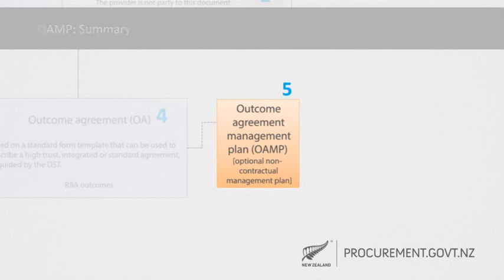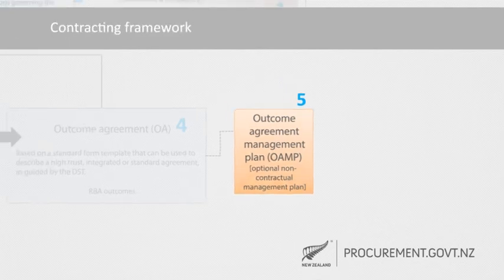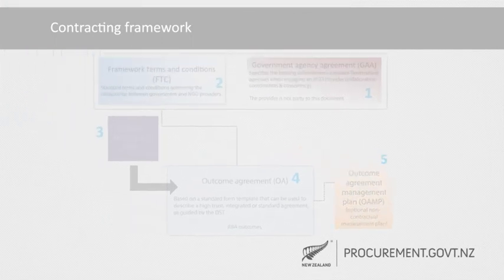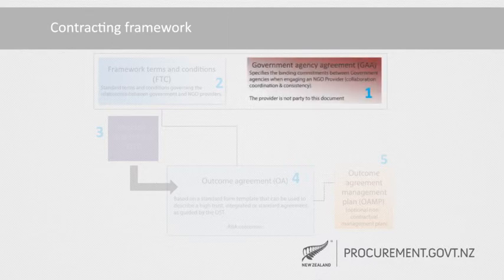So, we've looked at all 5 parts of the contracting framework. Hopefully this webinar has helped explain what each one is and how it's used. To recap, the Government Agency Agreement is the agreement between government agencies and MBIE. It describes how agencies will work together when they contract with NGOs. It's focused on agencies working together to contract with NGOs in a consistent and efficient way.